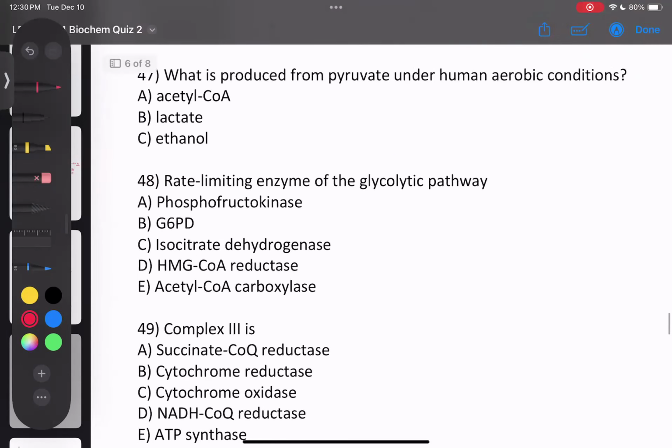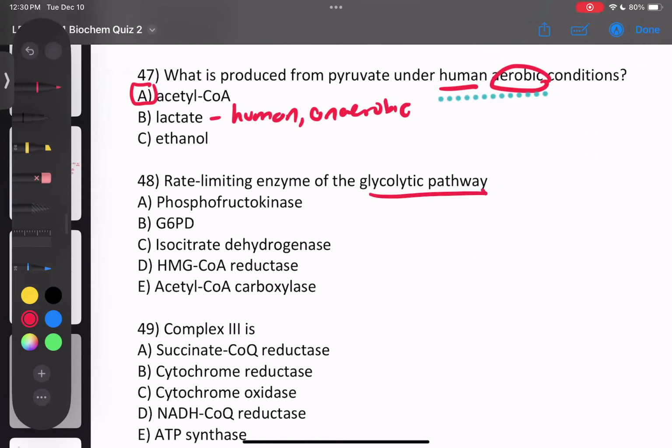Let's go to 47. What is produced from pyruvate under aerobic conditions? Automatically acetyl-CoA. Because in humans, if anaerobic, it's lactate instead. Ethanol, humans don't create ethanol, right? It's other organisms like some microbes and yeast. Okay? Also anaerobic. The rate limiting enzyme of glycolysis is PFK.